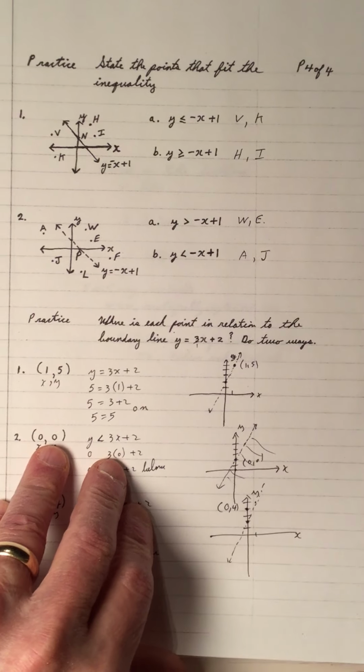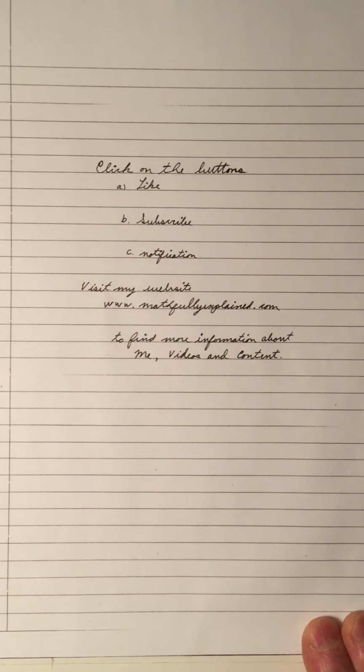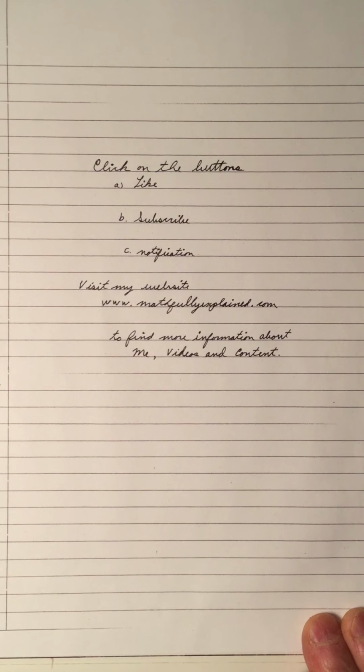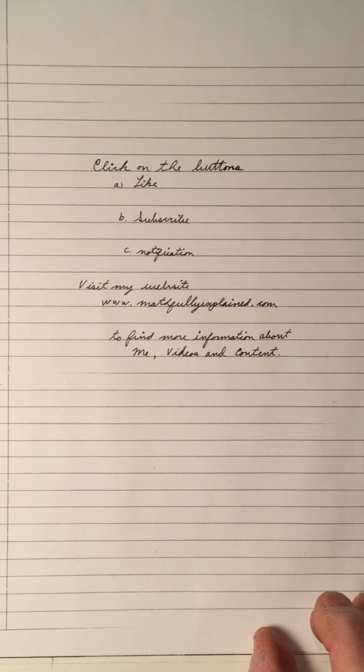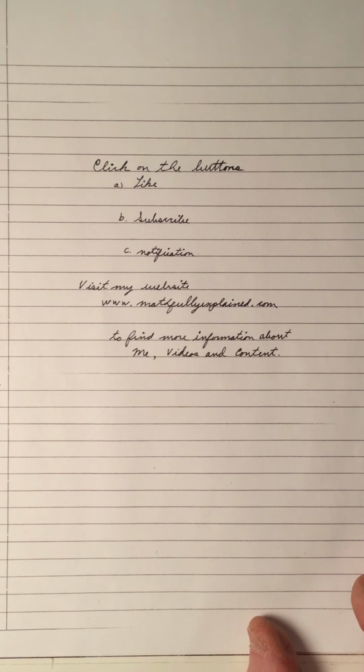So that's a little explanation going through an inequality is a half plane, including the boundary line or not including the boundary line. So the boundary line is very important, and you're above or below.